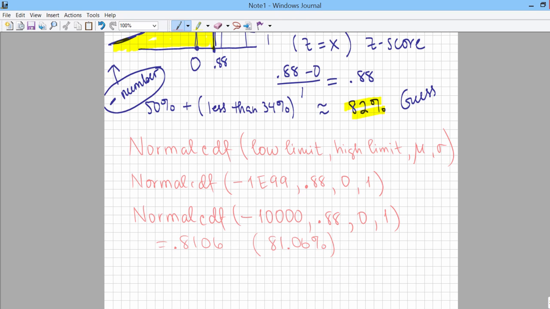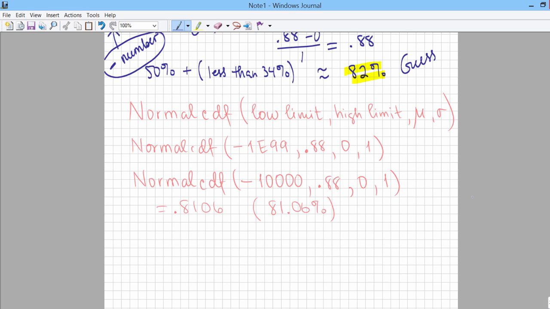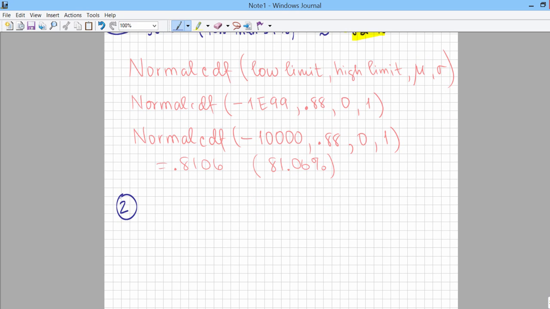All right, let's take a look at a couple more examples. What if you had to find the area to the right? Let's say this one was the first part. The second part says, let's do the area to the right of Z equal to 0.46. How would I do that? Well, let's go ahead and make a picture.